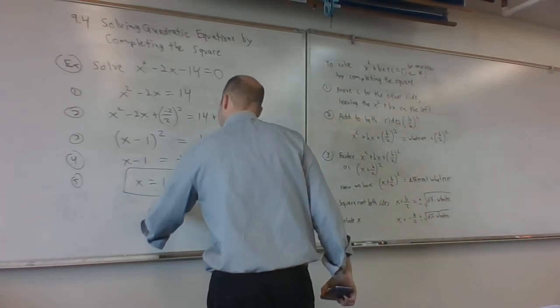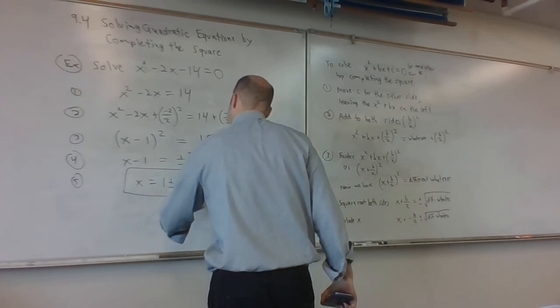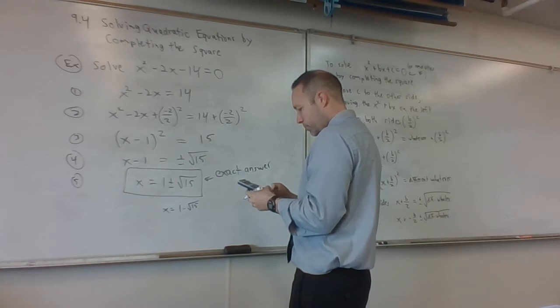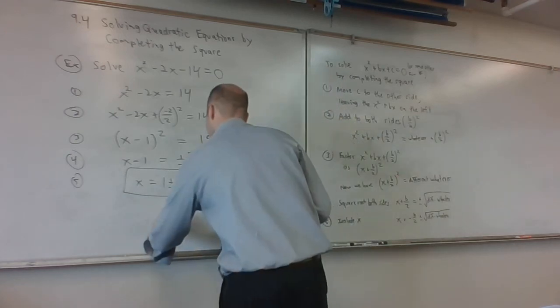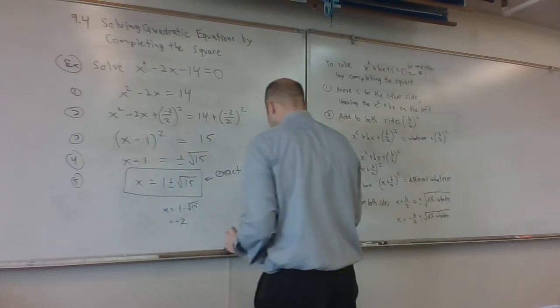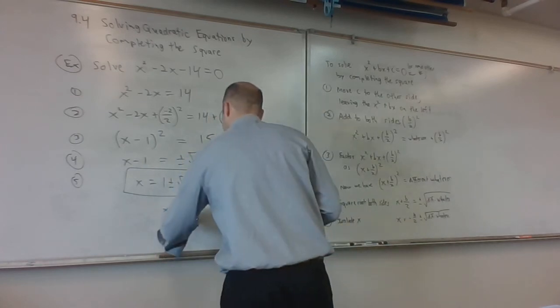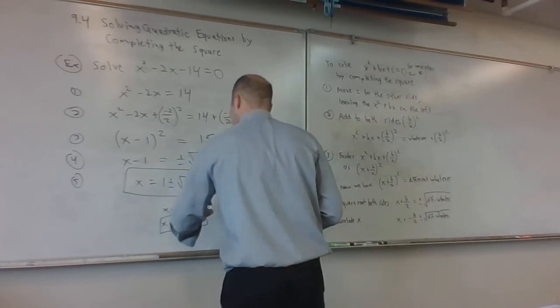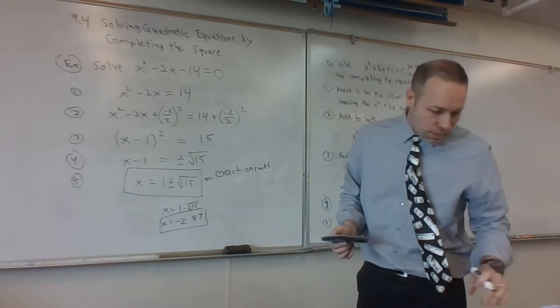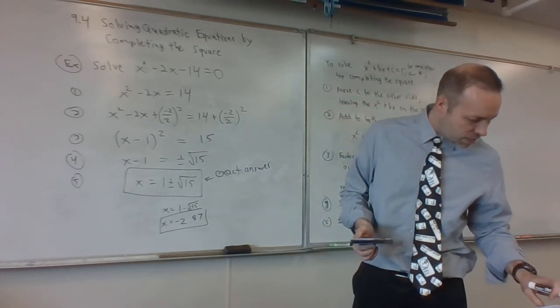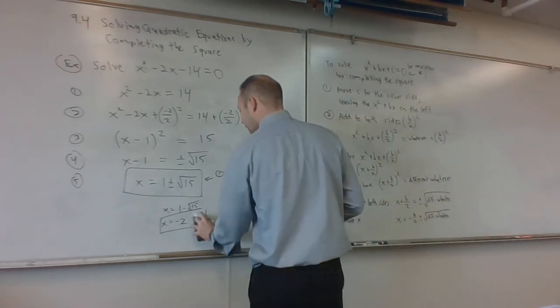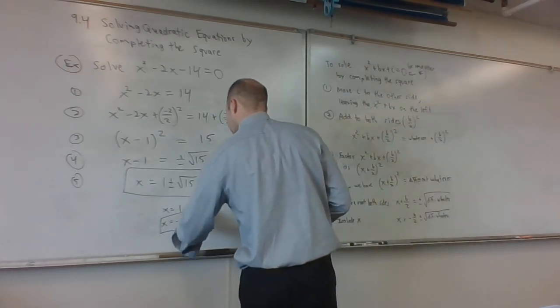So we have x equals 1 minus the square root of 15. If I take my calculator, do 1 minus square root 15, I get negative 2.87. That's one of the answers rounded. What do the instructions say here? Round to the nearest tenth. That's what your homework has. So I'm going to round this to 2.9, approximately negative 2.9.